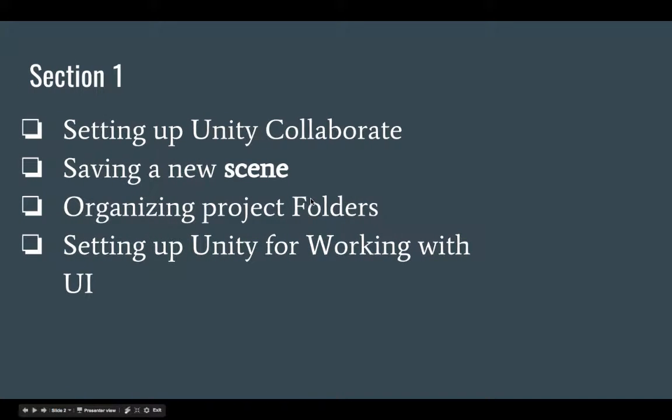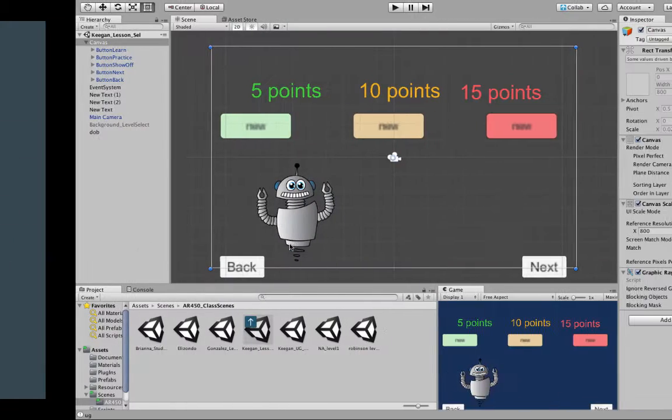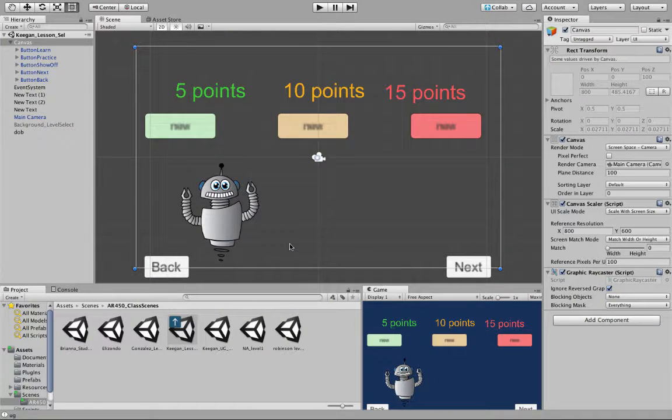So the next step in our video is to talk about building custom button sprites, importing this art into Unity, organizing our assets, and doing a sprite swap. So in the demo in class, I didn't have an opportunity to show you guys how to make your own artwork, import it into Unity, and use the Sprite Editor to edit your files. So what I'm going to do in this video is I'm going to go over that with you.